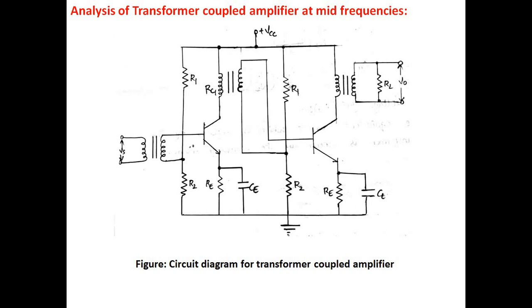We know the main advantage of transformer coupling: it provides very good impedance matching, and at the same time it also has a drawback. The frequency response is very poor, and the transformer coupling doesn't amplify the signals properly at different frequencies.